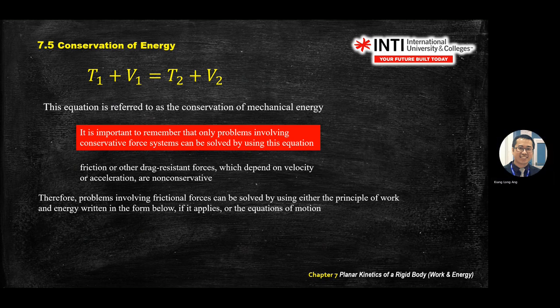So you need to look carefully at the question. Sometimes it asks you to solve only a conservative system, then you can use this one. For example, if there's friction or drag force, then all these are non-conservative. It means that if you see a question that says assume there's no drag, assume there's no friction, then it actually gives you a hint that you need to use conservation of energy.